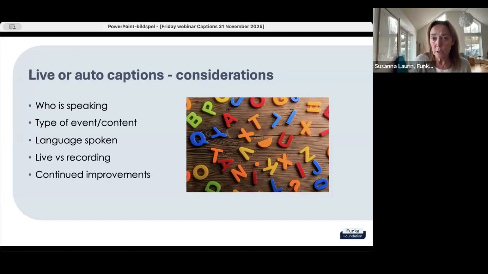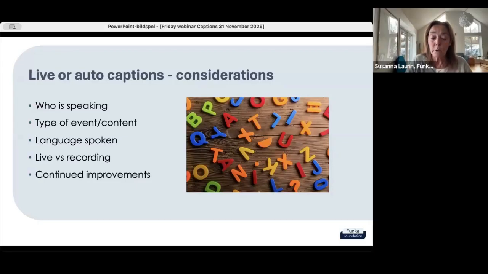What kind of language is spoken? Auto captions work much better in the large languages, where there is a lot of data. And again, whether it's live or recorded, you can make it better in the recording afterwards. And we do see continued improvements. Even the small languages, where it was more or less impossible to use auto captions a couple of years ago, is now much better. And I think the more we use them, the more data there is from the machine learning to learn from, and that is going to increase the quality of auto captions.